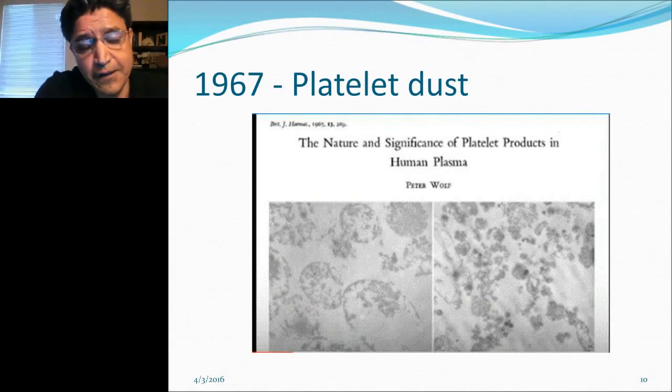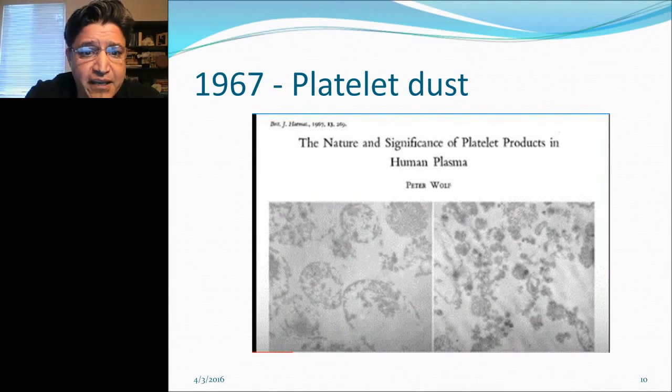One of the first reports of these extracellular vesicles was back in 1967 by Peter Wolf. In his case, he observed them in human plasma as he was studying platelets and coagulation. At the time, he called them platelet dust. Also, they were known early on as microparticles because they were not well characterized at the time. He was also the first to identify that you could isolate these using ultracentrifugation and that they were rich in phospholipids.